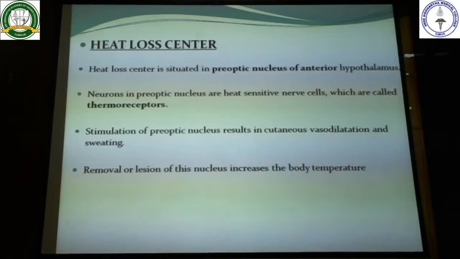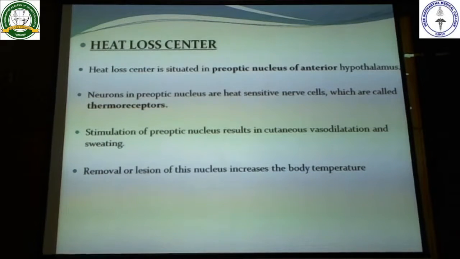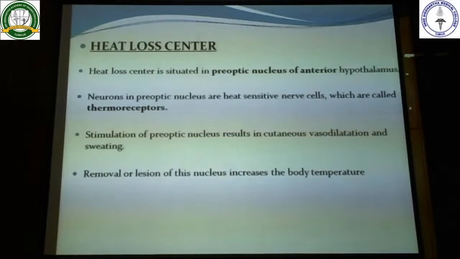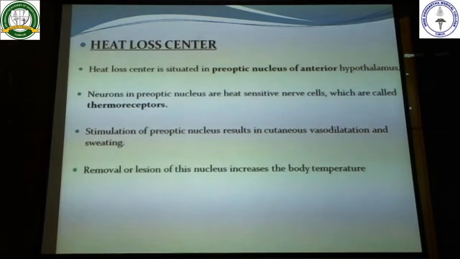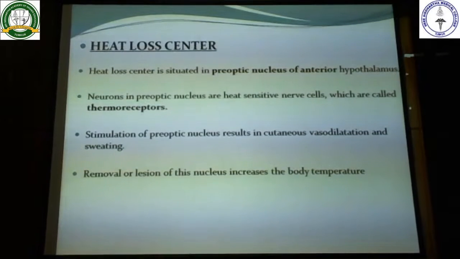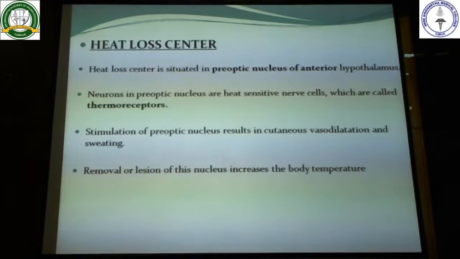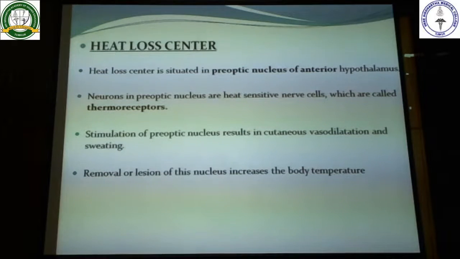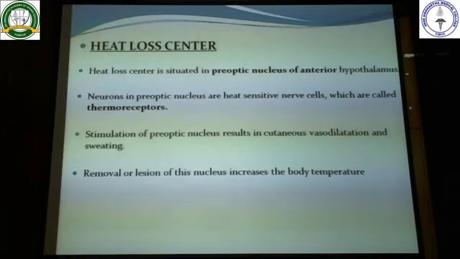Coming to the heat loss center, it is present in the anterior hypothalamus. Okay, so it is present in the preoptic nucleus of the anterior hypothalamus. Here you have got heat sensitive nerve cells, which are called thermoreceptors. Whenever the warm blood, or the blood which is having more temperature, passes through this part of the hypothalamus, the thermoreceptors are stimulated, and they bring about cutaneous vasodilatation and sweating. As a result, the heat is lost from the body, and hence the body temperature is regulated.